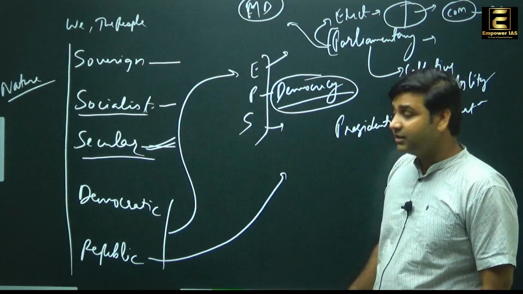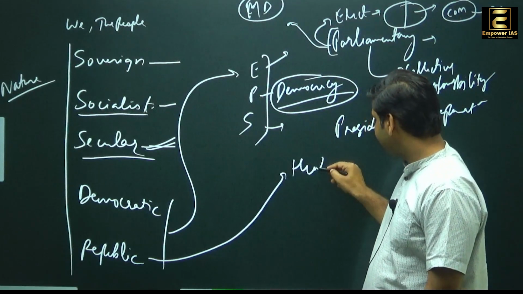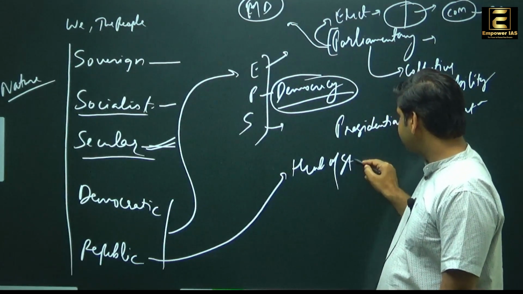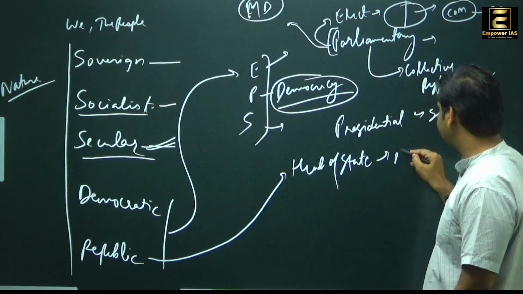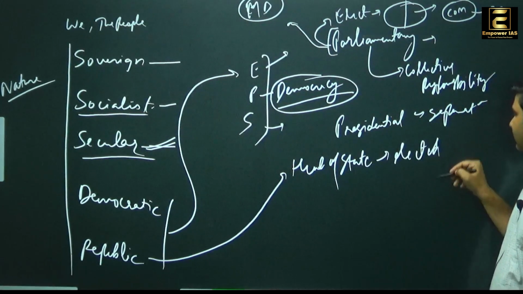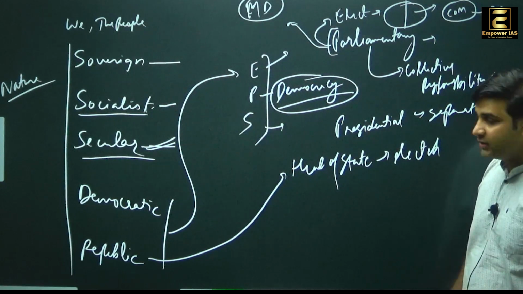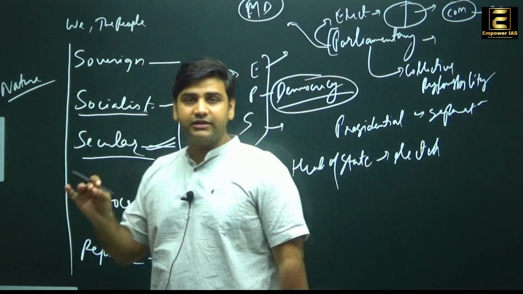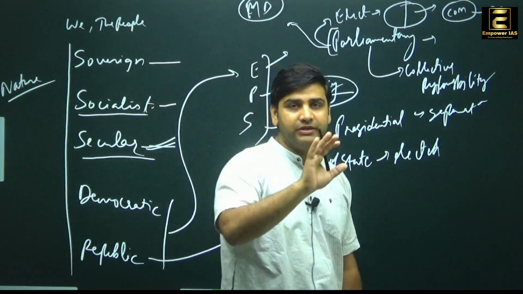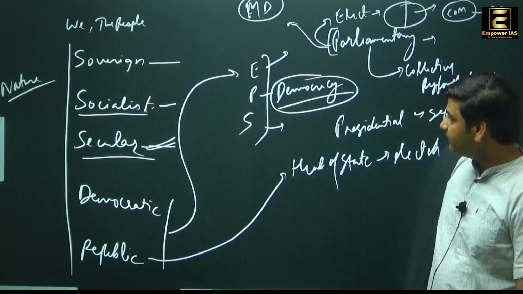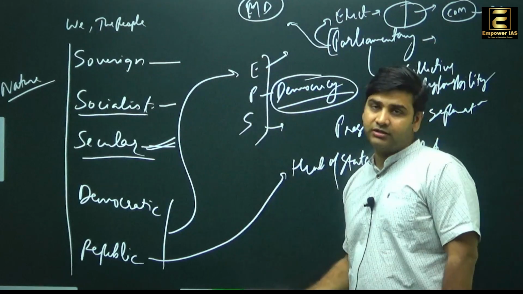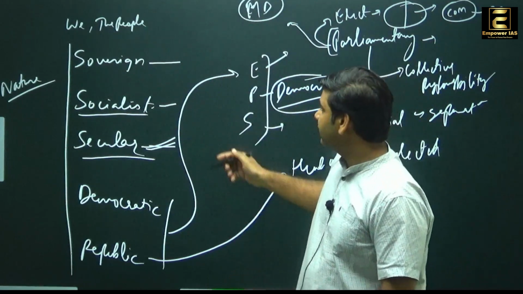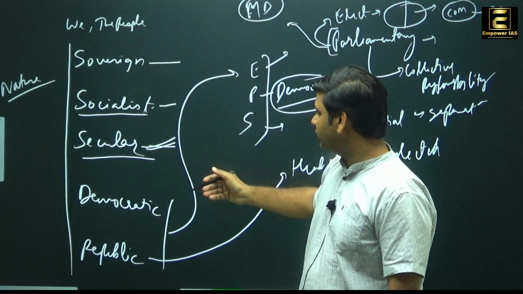Republic means the head of state is elected. The head of the state is elected. The head of the state is not a person who is a hereditary king like in Great Britain. So I hope you understood the nature of the polity in India: sovereign, socialist, secular, democratic republic.